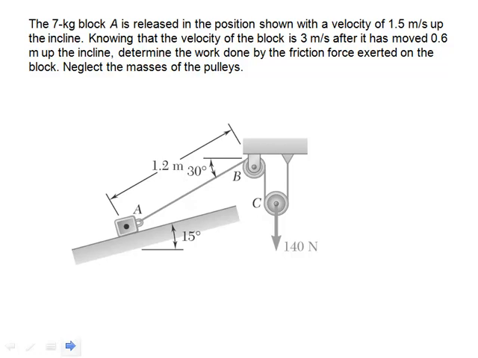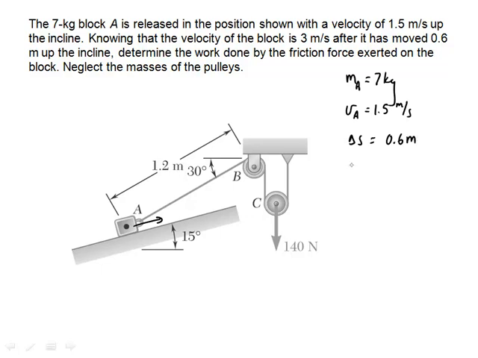Okay, here's another example. This problem is really more interesting because of the geometry than anything else. So I have a 7 kilogram block. So the mass of A is equal to 7 kilograms. There's an initial velocity of 1.5 meters per second up the incline. That's in this direction. After it's traveled up the incline, I'm going to call that delta S, 0.6 meters.